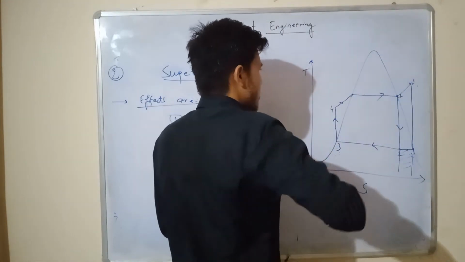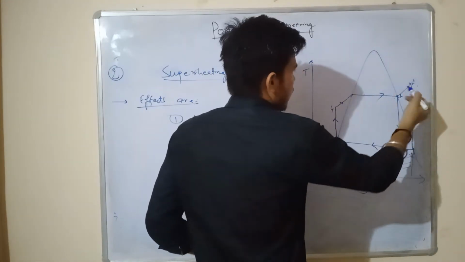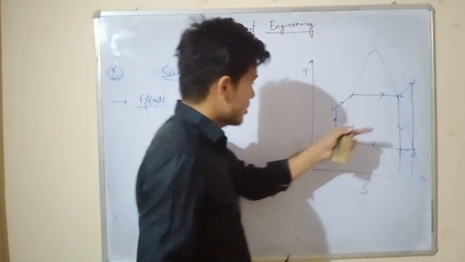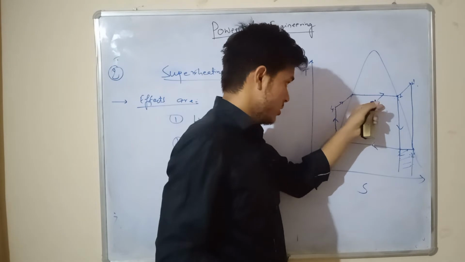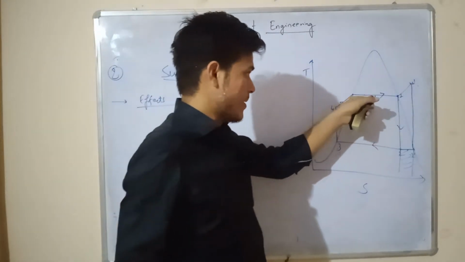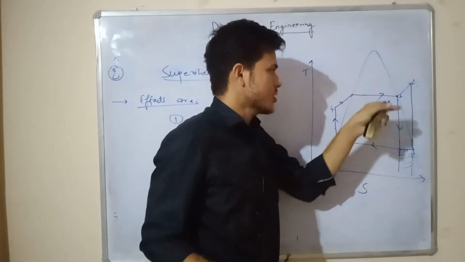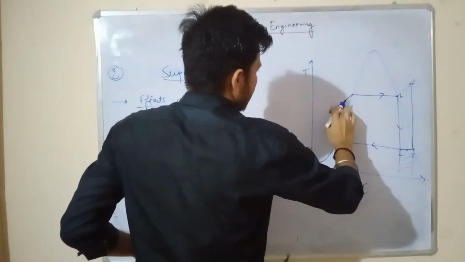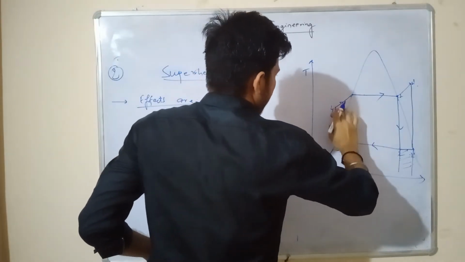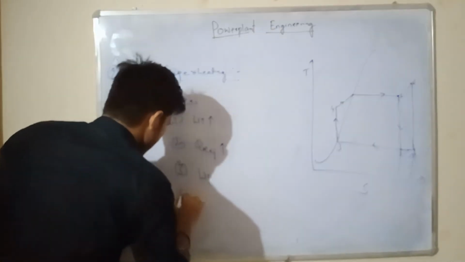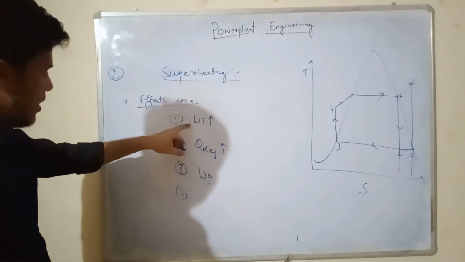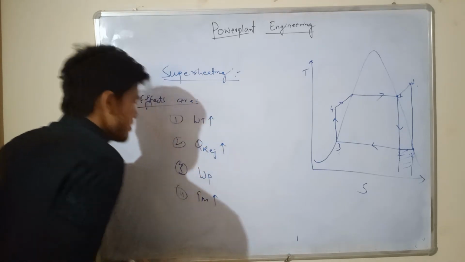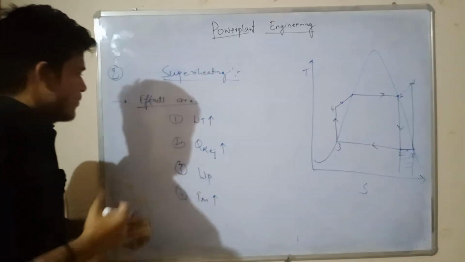Now, 4 to 1 we are supplying the heat, but after superheating, what will happen? The heat supply increases from 4 to 1 dash. It means the mean temperature increases. We are considering the temperature of heat supply as a mean temperature, and it will increase after superheating from 4 to 1 dash. Now this means our T mean also increases. T mean increases means our efficiency also increases.